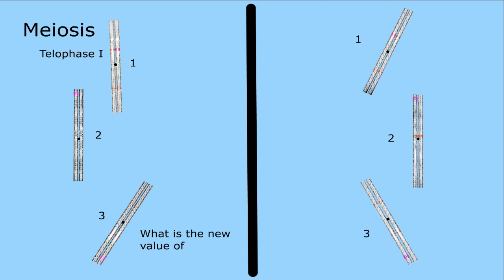What is the new value of n? The value of n is still 3, since each of the 3 chromosomes contain different information, making them each a set of 1. This answers the next question: what is the ploidy of this cell? Since each set contains 1 chromosome, the cell is now considered to be haploid.